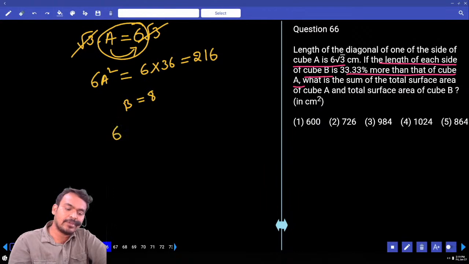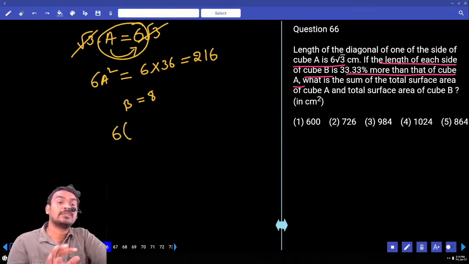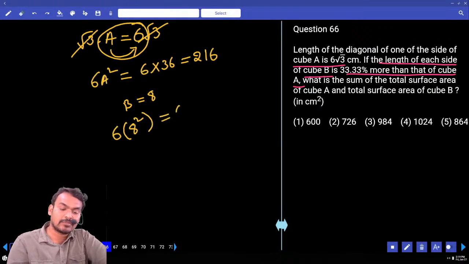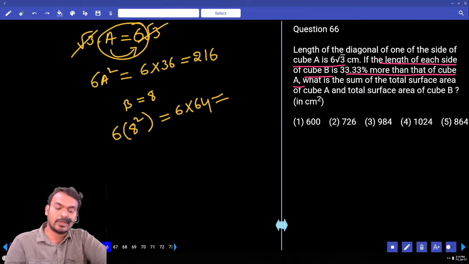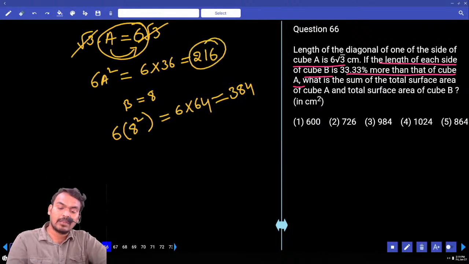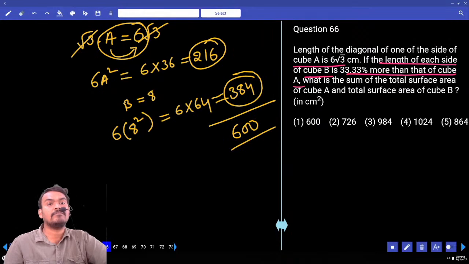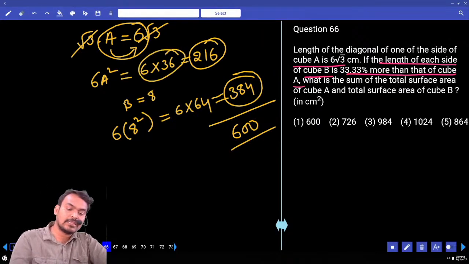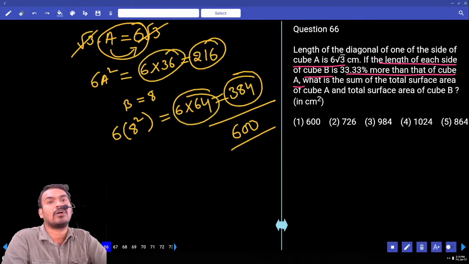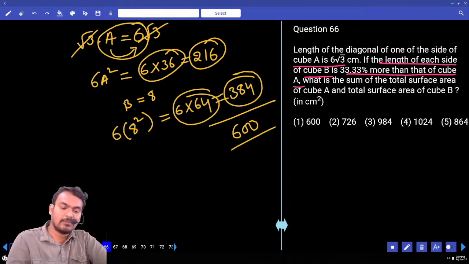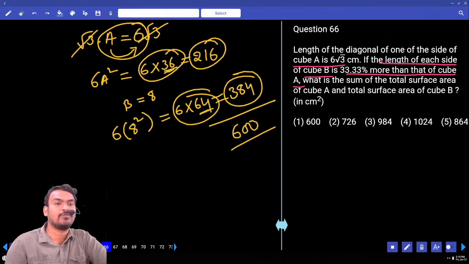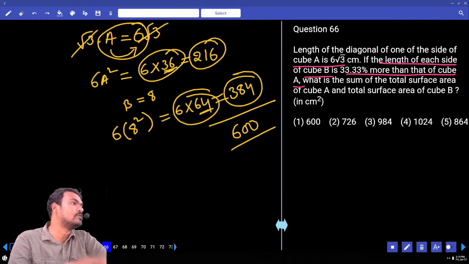The total surface area of the second one means we write 6B square. 6 into how much? 8 square, or not? 6 into 8 square means we write 6 into 64. 6 into 64 means 384. These two added, we get the total surface area. What is the total surface area? 600. Or 6 into 36 and 6 into 64. Which one is common? 6 is common. What is the remaining value? 36 plus 64. How much? 100 into 6.